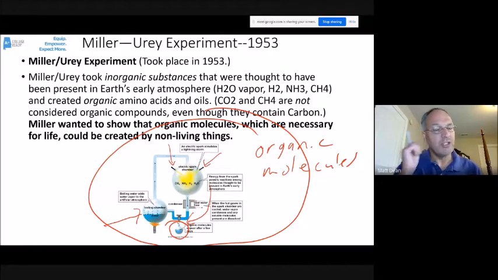So what they were trying to show is that from inorganic precursors, organic molecules could have been made naturally through things like the addition of energy, whether it was from lightning or from heat, could have been like volcanic heat, and just random reactions between those chemicals. So Miller and Urey showed that organic molecules could be made from inorganic precursors. And they did that in 1953. Really important experiment.